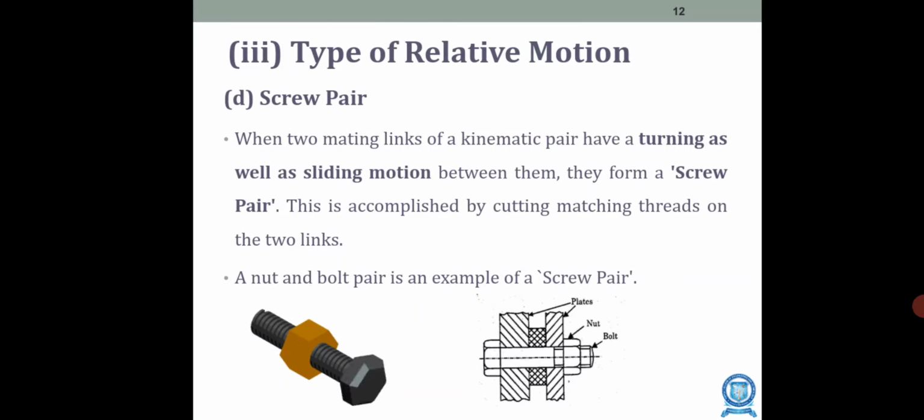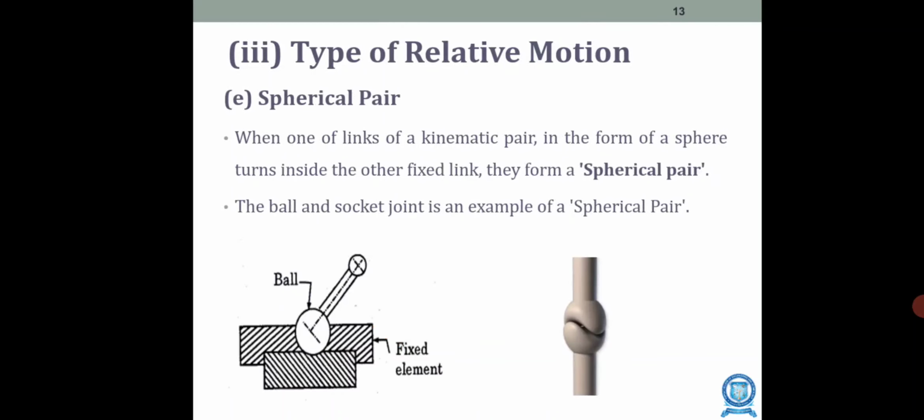A nut and bolt pair is an example. How can you achieve this? By matching threads on the two links. The threads should be matched with respect to each other.